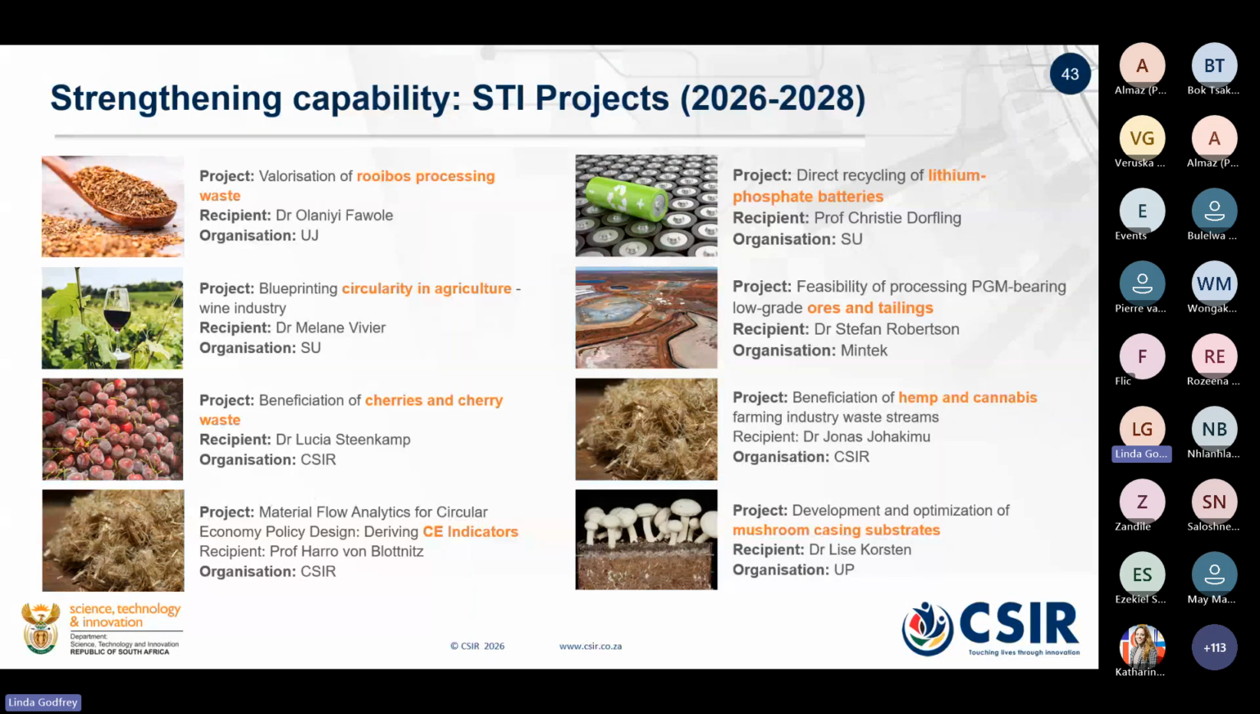Advancing the study that Professor von Blottnitz at UCT did around the material flow analysis for South Africa, so deriving specific circular economy indicators that we can use to measure South Africa's transition to greater circularity.